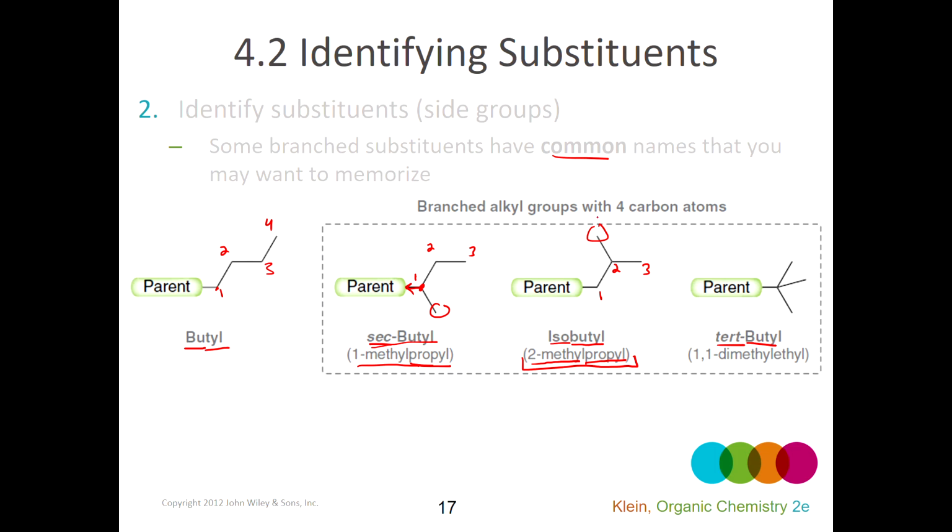What do I see here? I see the same pattern that makes that iso pattern. I've got a CH3 bonded to a CH bonded to another CH3. So if I have 3 carbons, that's isopropyl. If I add another carbon, now I have 4 total, that's isobutyl, because but means 4 and prop means 3.